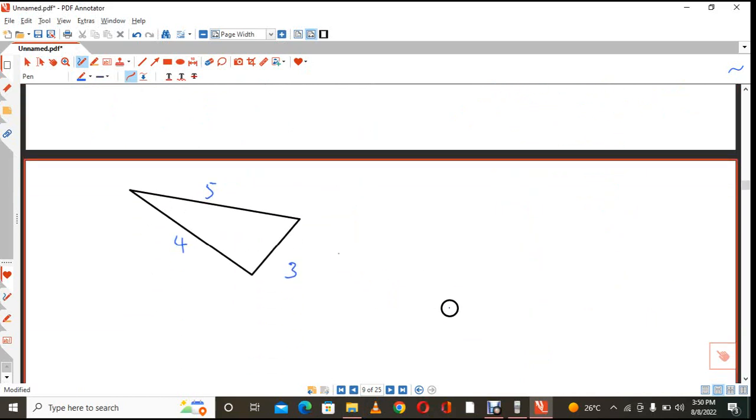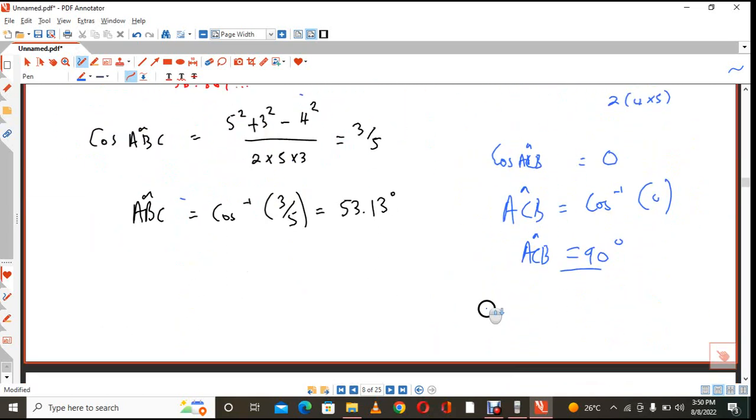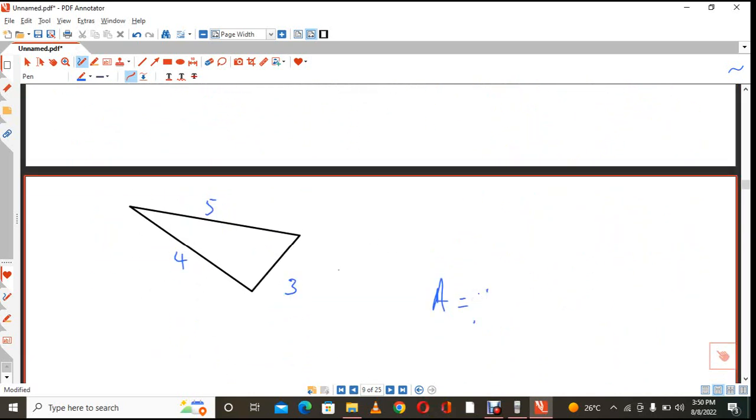The area of this triangle is nothing but A equals to... so we have to quickly check which angle we are going to use. I'm going to use angle ABC, so that's angle ABC. So we know this is something like 53.13.